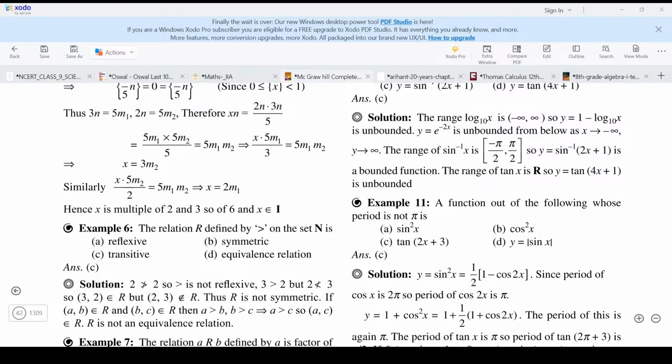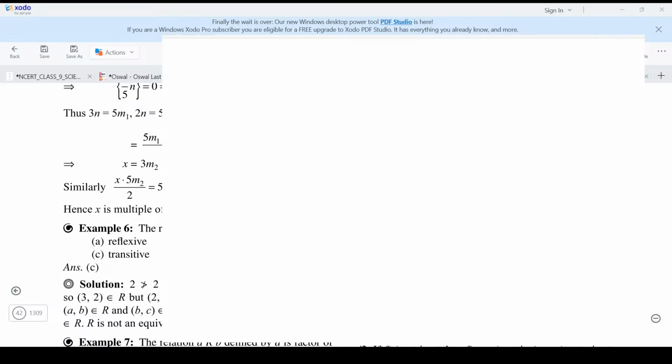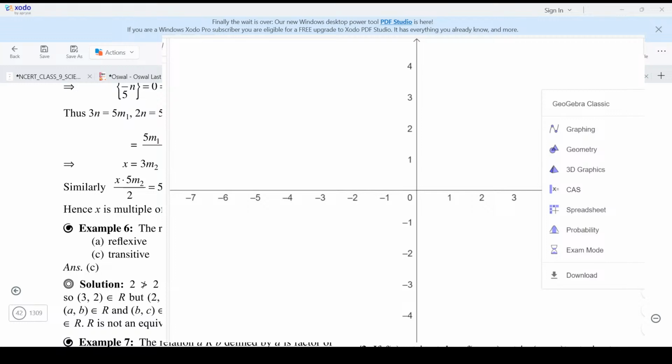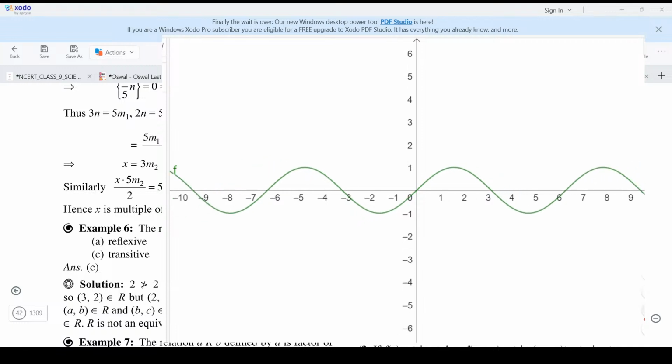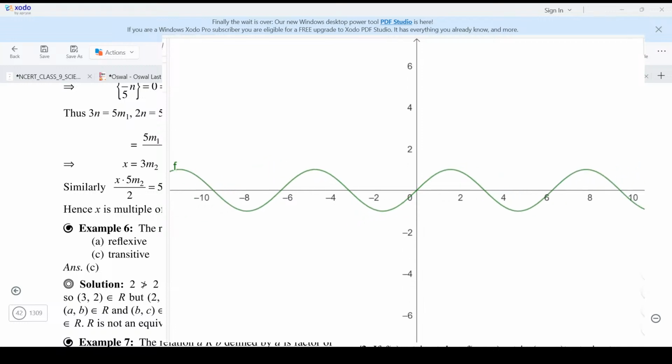Let me start with some trigonometric function, like for example, sin x. Just give me a minute. This is sin x, right? You know, sin x repeats itself after every 2 pi units, right?